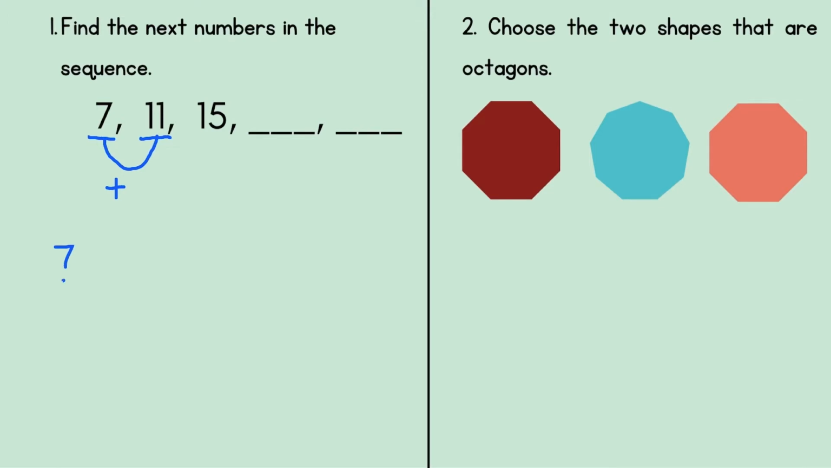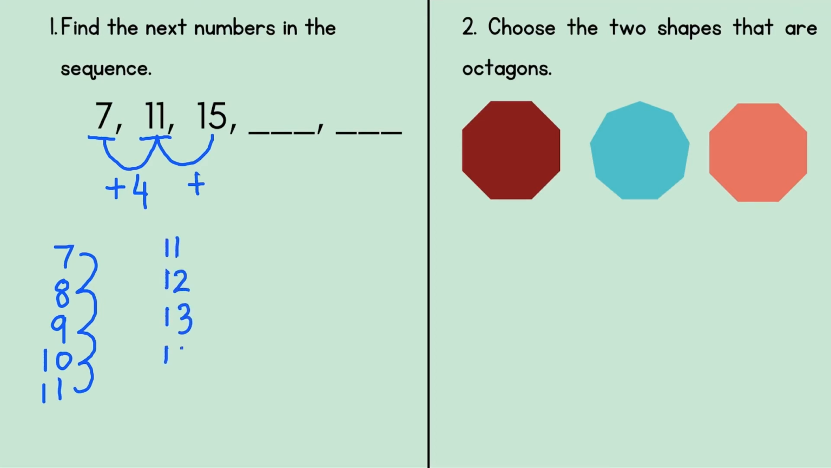Let us count. 7, 8, 9, 10, 11. 1, 2, 3, 4. What about 11 and 15? It is also increasing. And how much is it increasing by? 11, 12, 13, 14, 15. 1, 2, 3, 4. It's increasing by 4. So our numbers are increasing by 4.